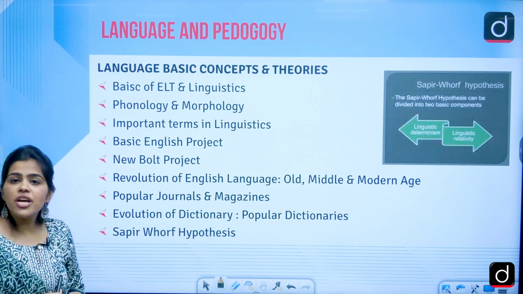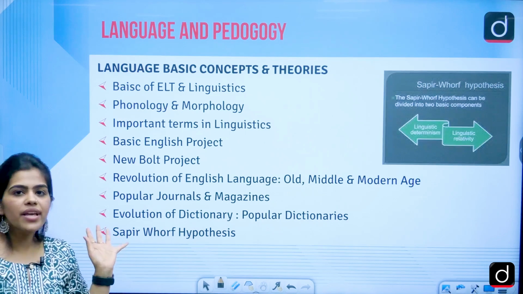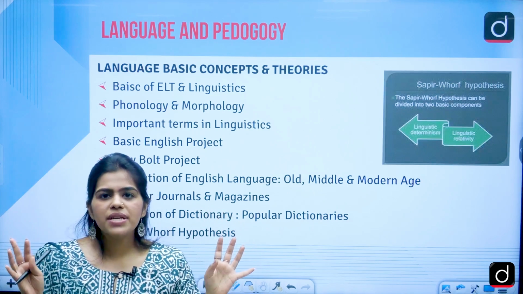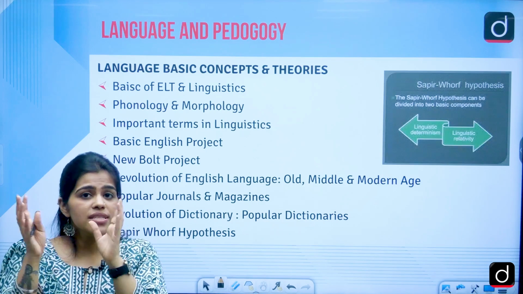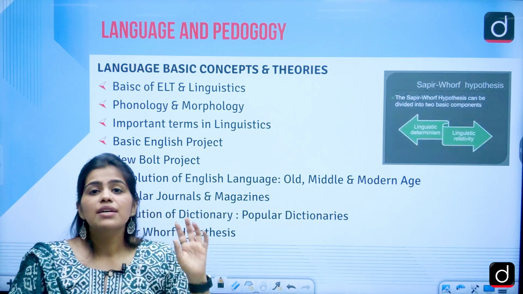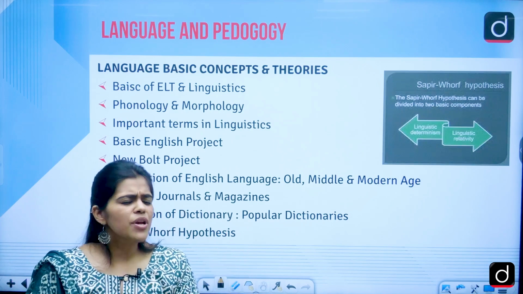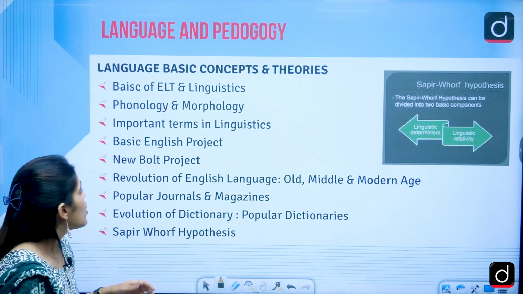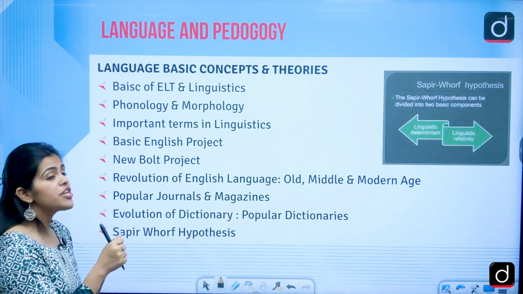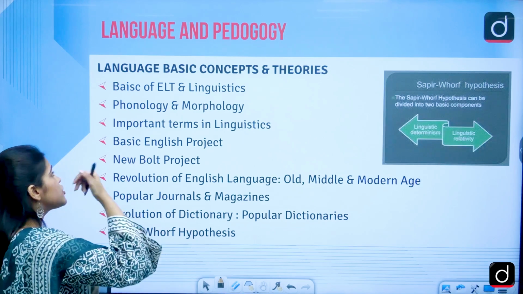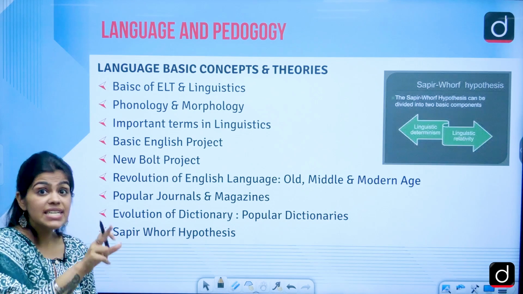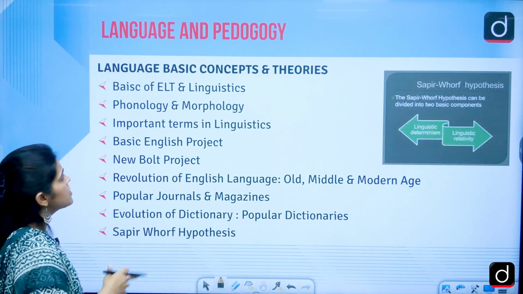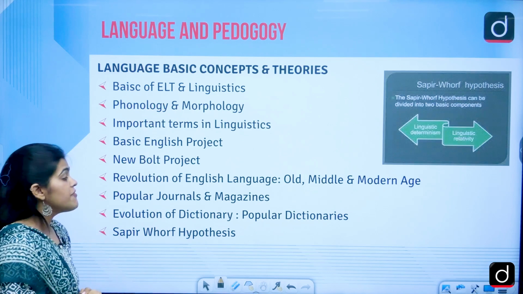Then comes language and pedagogy, a very scoring unit. Two questions are asked from it, and those two questions are in your hand. The ball is in your court if you just study whatever I'm teaching in the class, because difficult questions are not asked. We'll be dealing with the basic English project. We'll be studying about the New Bold project. We'll study the basic terms related to linguistics and research. Research is also important. I haven't written it. That is also very important.